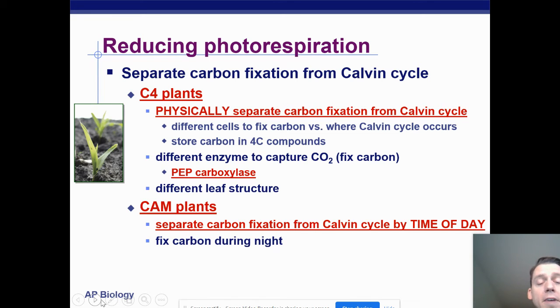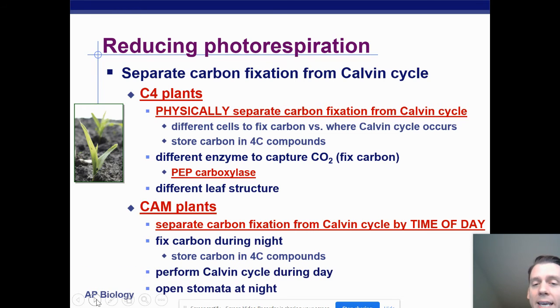All right, they're going to fix the carbon at night and then store the carbon that is fixed until the daytime, because the stomata are going to be closed during the day to conserve water. So the carbon has to be fixed and stored until photosynthesis starts happening in the daytime when there's light, and then it's going to continue on. The stomata open at night.